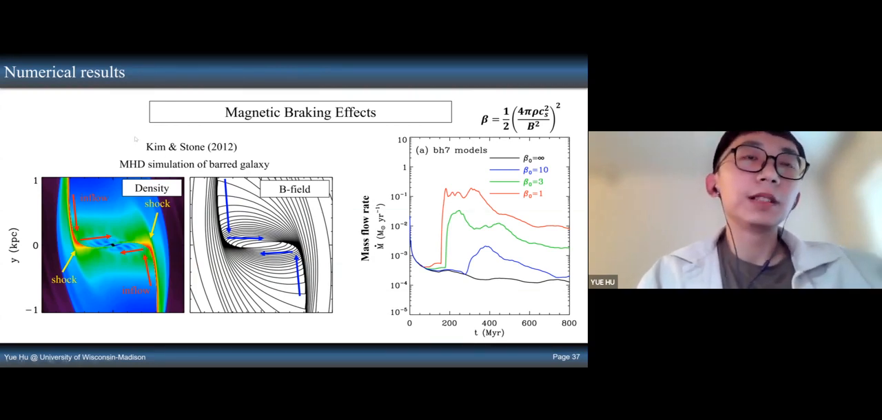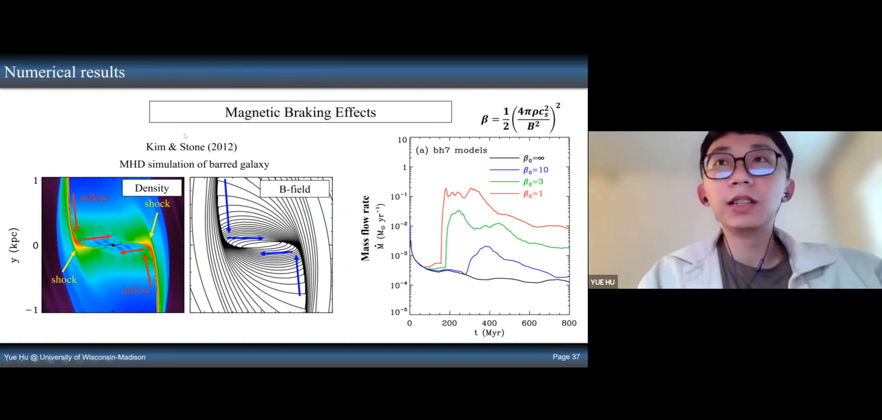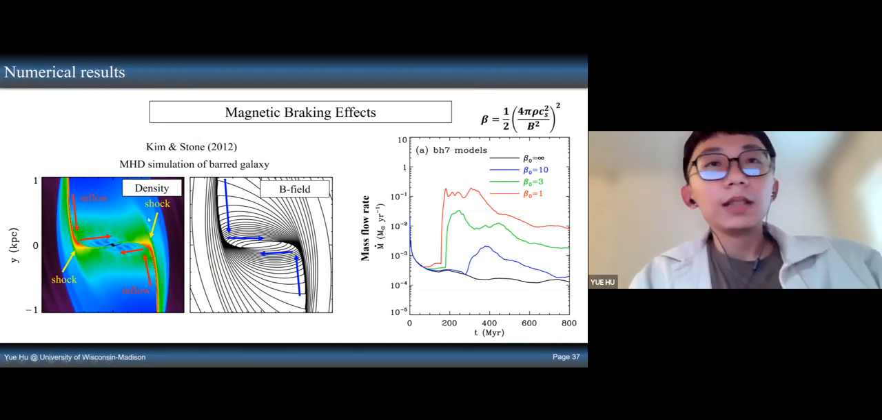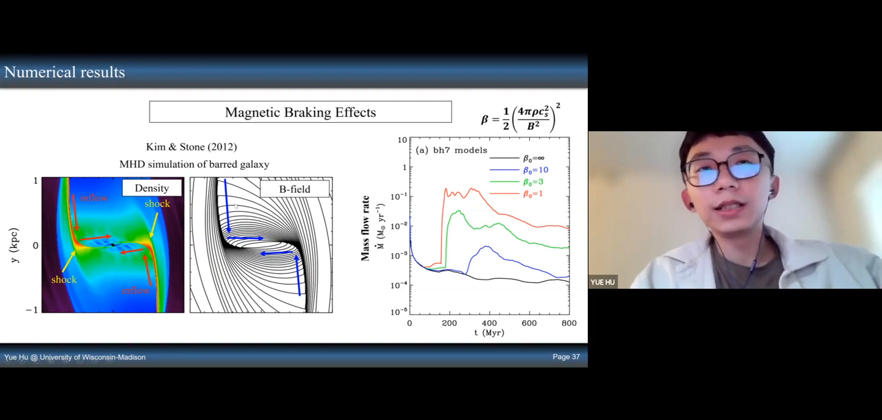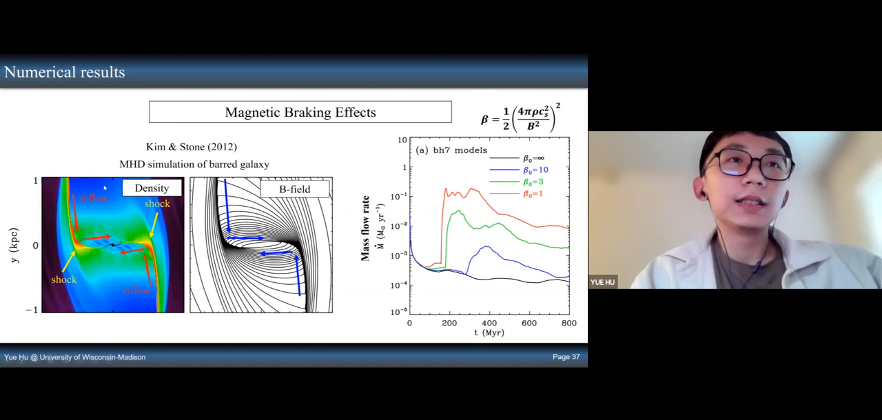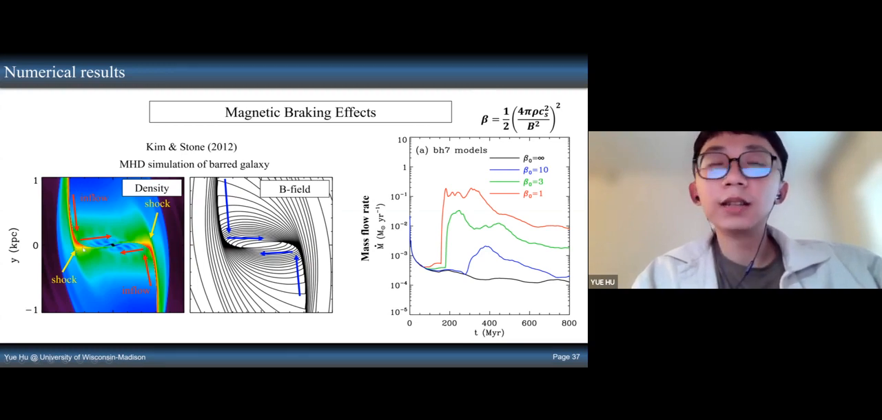This numerical simulation is from Kim and James Stone in 2012, for a barred galaxy. If the magnetic field effect is very significant, we should observe its direction being changed significantly. For instance, it initially follows the spiral arm, following the inflow direction, and then it encounters the shock, is changed by 90 degrees, and falls into the galactic center. And such a change at this position will provide sufficient, strong magnetic torque to remove angular momentum.